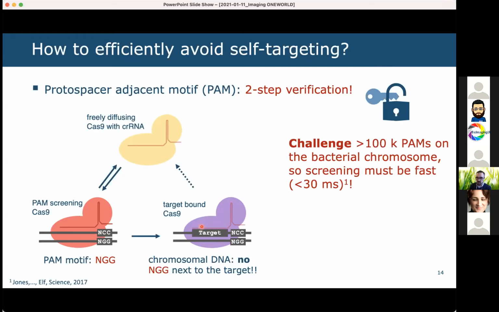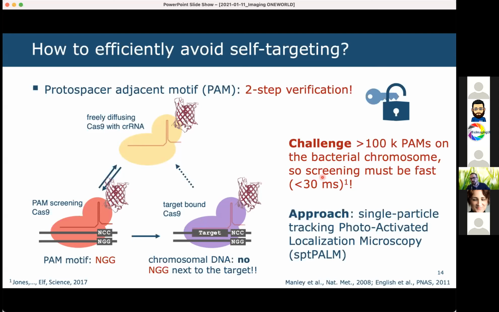And the challenge, however, now is that because we have millions of base pairs in the chromosome, we have also 100,000s of PAMs on the chromosome. So how fast does the Cas9 go from PAM to PAM to PAM to check whether we have a PAM that points to the own chromosomal DNA or whether we have actually viral DNA that would like to get destroyed? So there is an upper limit that was set by the Johan Elf group that it must be faster than 30 milliseconds. But we wanted to find out how fast is it actually really going?